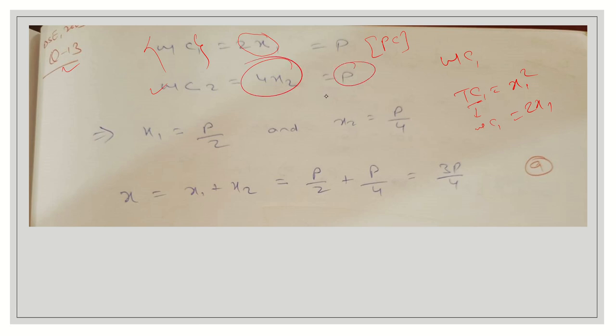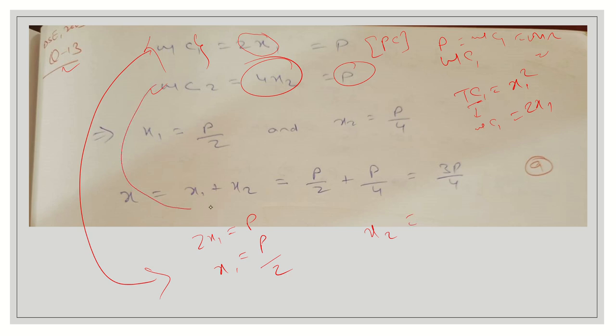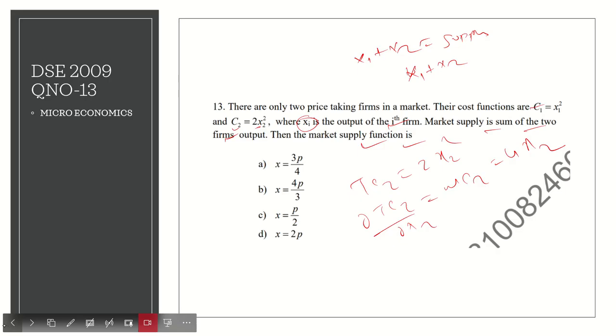We know that in a perfectly competitive market, price is the same for all, so P is equal to MC1 is equal to MC2. From the first equation, 2X1 is equal to P, so X1 is equal to P by 2. Similarly, X2 is equal to P by 4. Summing X1 plus X2, adding the two individual supplies, we get 3P by 4. So the market supply function is 3P by 4, and A is the correct answer.